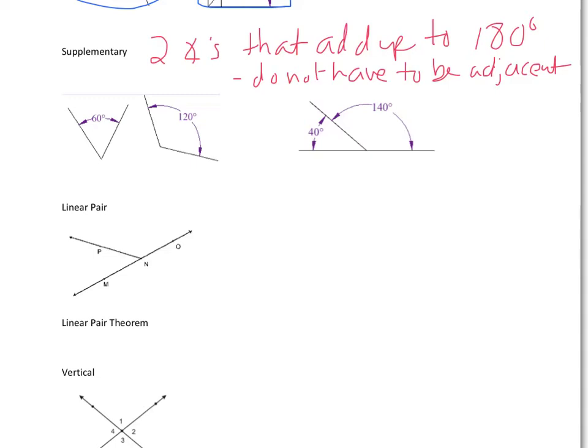So here we have two separate angles, 60 and 120. They add up to 180, therefore they are supplementary, but they do not have to be adjacent, like this example where they are adjacent. Not required.